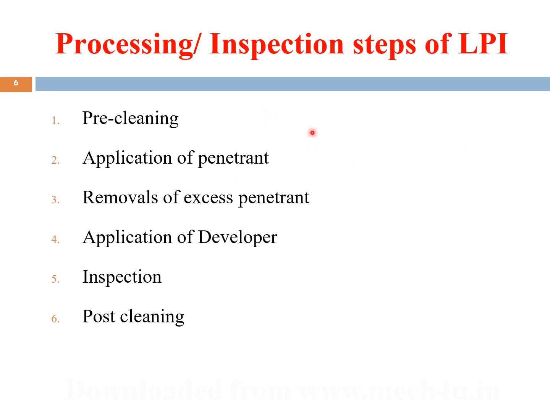These are the various steps or processes used in liquid penetrant testing or inspection methods. The first one is the pre-cleaning step, wherein the surface which is to be examined is cleaned properly. The second step is the application of the penetrant onto the surface. Then the penetrant is removed using different methods. After removing the penetrant, we apply the developer. The developer is allowed to settle to draw the dye or the penetrant from the defects.